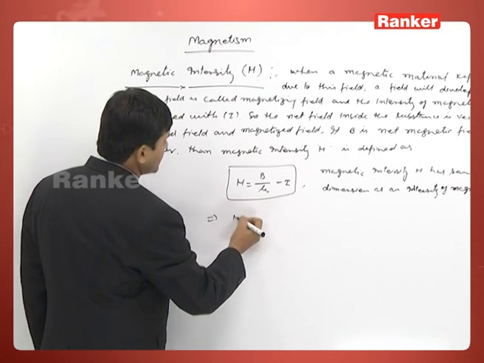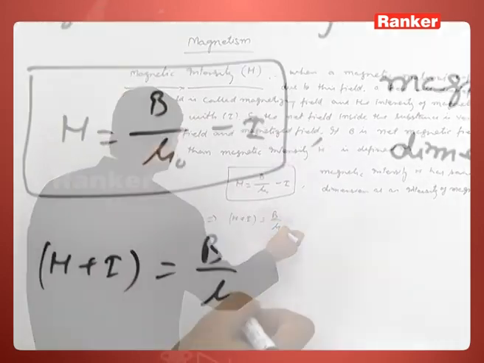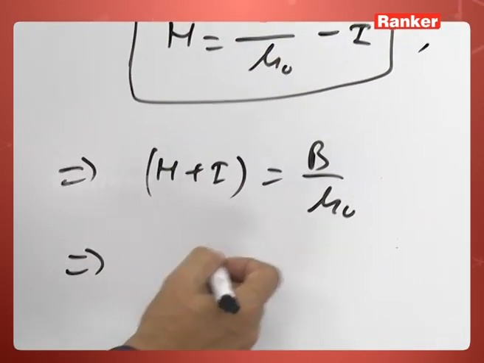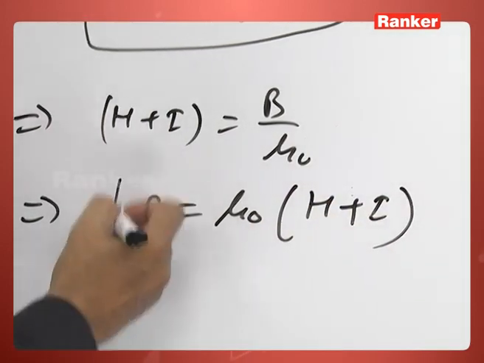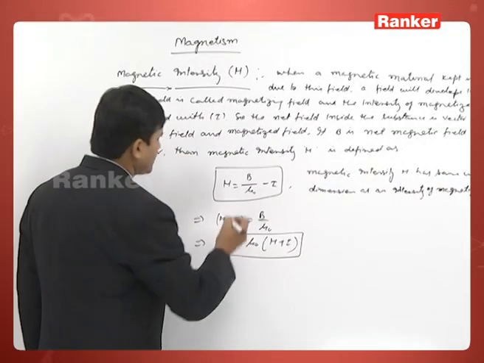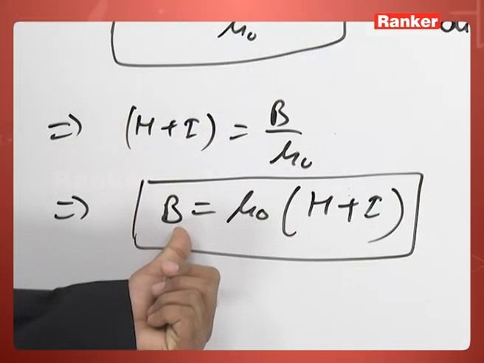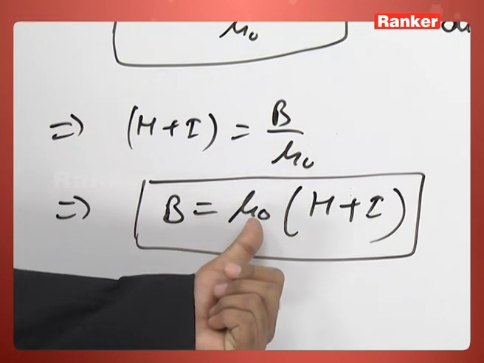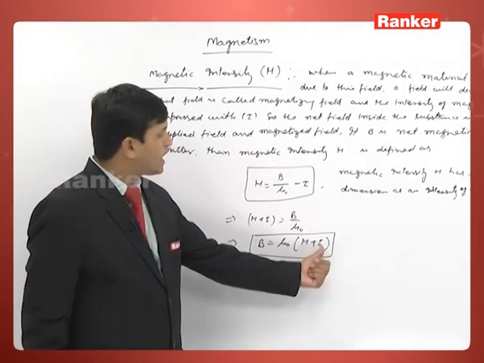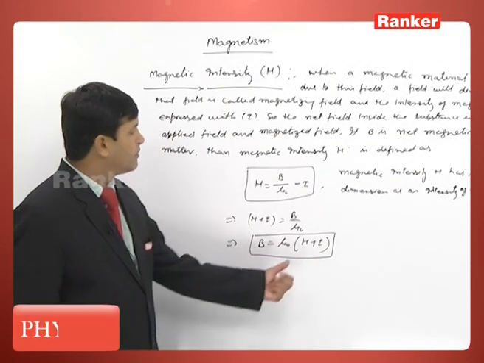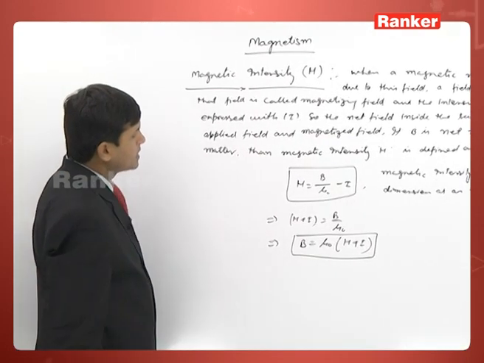So, from here we can say H plus I is equal to B by mu naught, or B is equal to mu naught into H plus I. This is the way. So, B is the resultant magnetic field inside the material, H is the magnetic intensity, and I is the intensity of magnetization. Now, come to the next point.